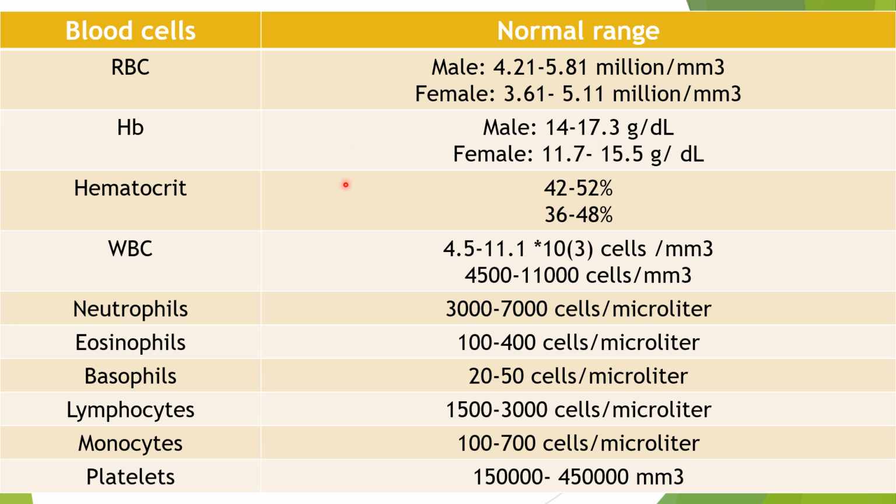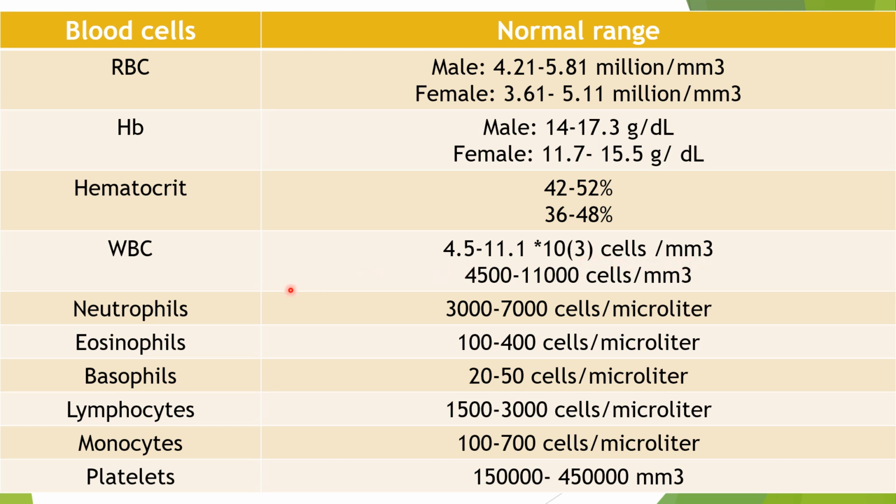The hematocrit value in males is 42 to 52%, and for females it is 36 to 48%. The total WBC count can be written as 4,500 to 11,000 cells per millimeter cube. It is the same as 4.5 to 11.1 into 10 raised to 3 cells per millimeter cube.